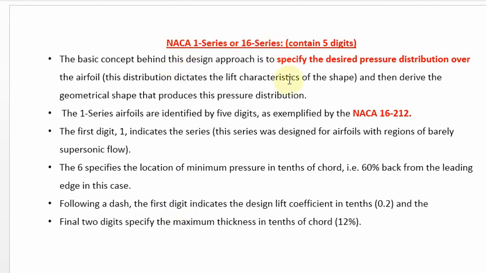Then the next one is the NACA 1 series or 16 series. 1 series doesn't mean only 1 digit is available. It's not like that. They called the 4 and 5 digit numbering systems that way, and after that they use the series. NACA 1 series means they started with the number 1. Sometimes it is also called the 16 series. We are taking the example of a 5 digit number, but it starts with 1. So we will see one by one what each digit means.